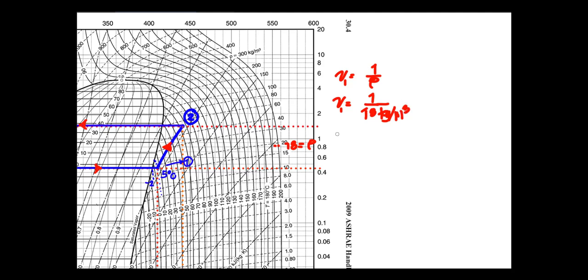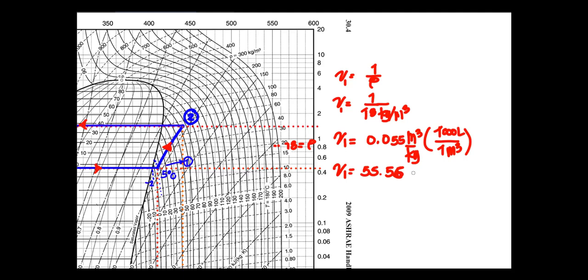So the value is 0.055, with the unit of cubic meter per kilogram. Then I'm going to convert this into liters. So 1000 liters in 1 cubic meter. So the specific volume now is equal to 55.55, or let's say 56. So this will become liter per kilogram.